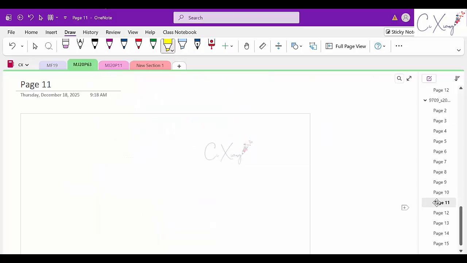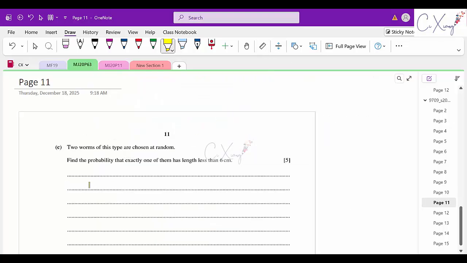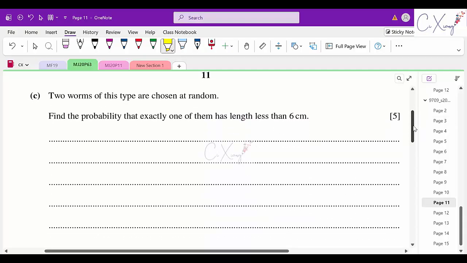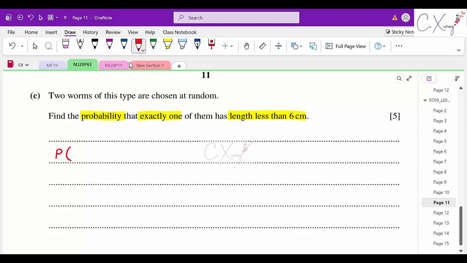Okay, then let's continue to part C. Two worms of this type are chosen at random. So now we are having two worms. Find the probability that exactly one of the worms has a length less than 6 cm. Okay, let us focus on the probability of length less than 6 cm first. Probability means P. Length means the X, right? Length is the X, yeah? Less than, smaller than. 6 means 6.